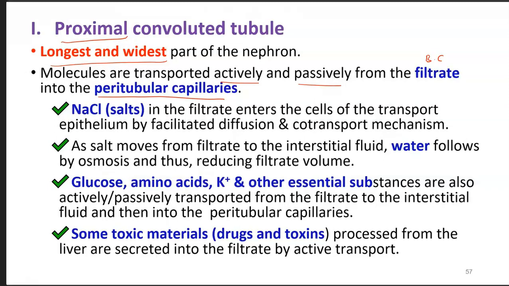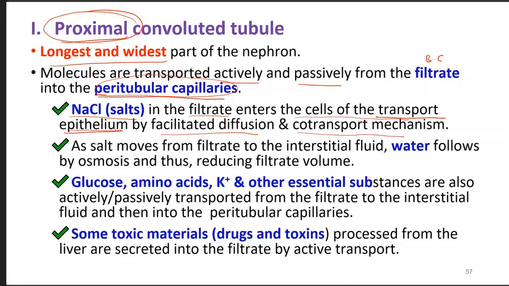So remember the previous diagram. Peritubular capillaries are the capillaries surrounding the proximal tubule and also the distal tubule. In this region, salt, which is NaCl in the filtrate in the Bowman capsule, enters the cells of the transport epithelium by facilitated diffusion and also co-transport mechanism.